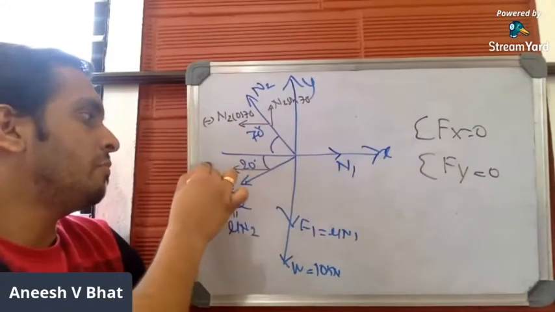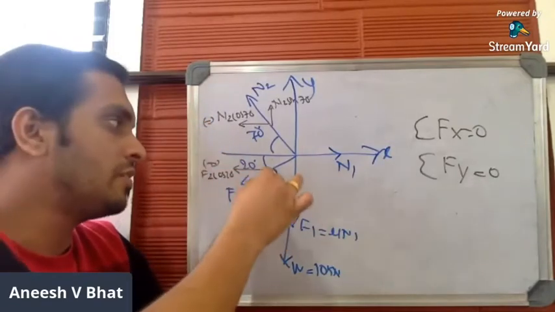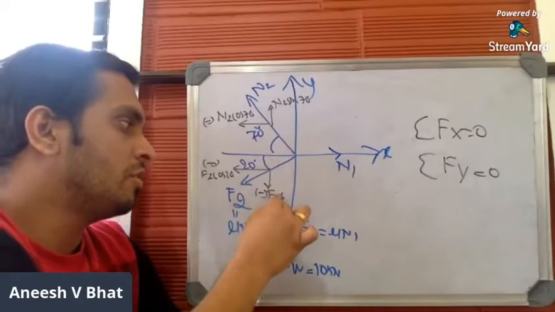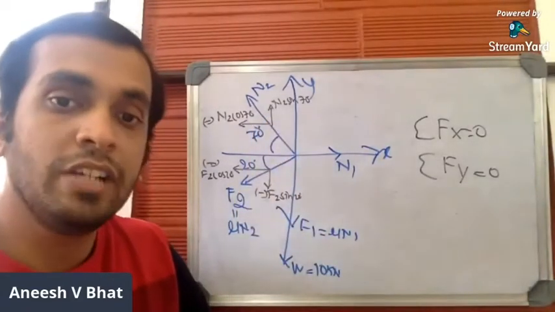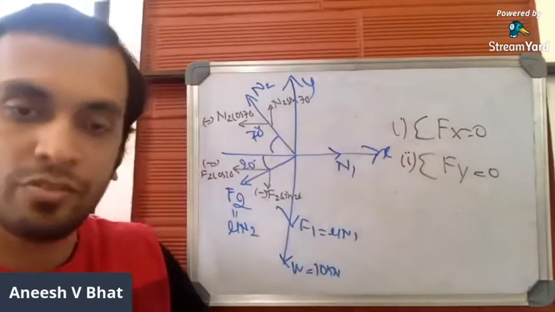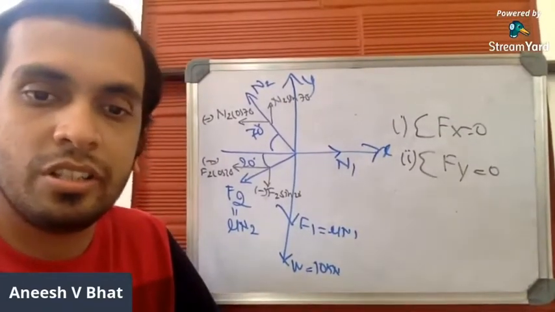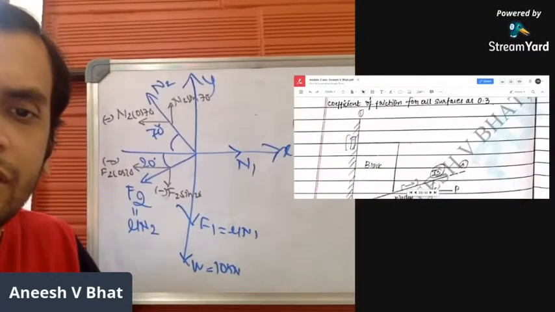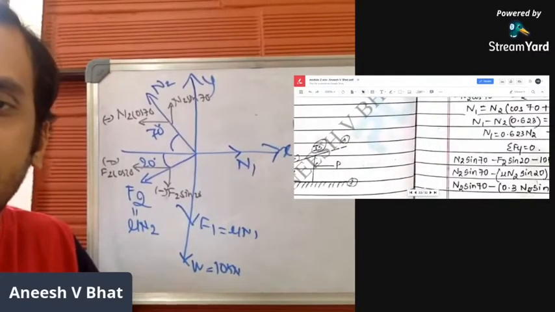This will be minus F2 cos 20 because it moves horizontal to the left. And this will be minus F2 sin 20, because it moves vertically downwards. So you have resolved this. Now apply the two conditions. For the calculation part, I'll be sharing the screen so that you can see and understand. Calculation part is quite simple.